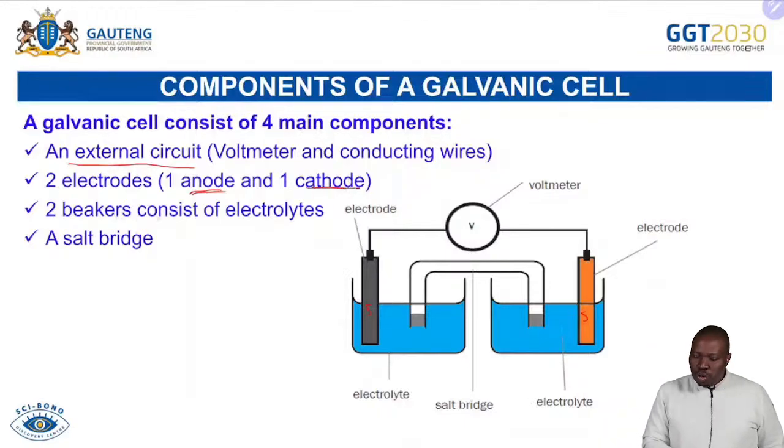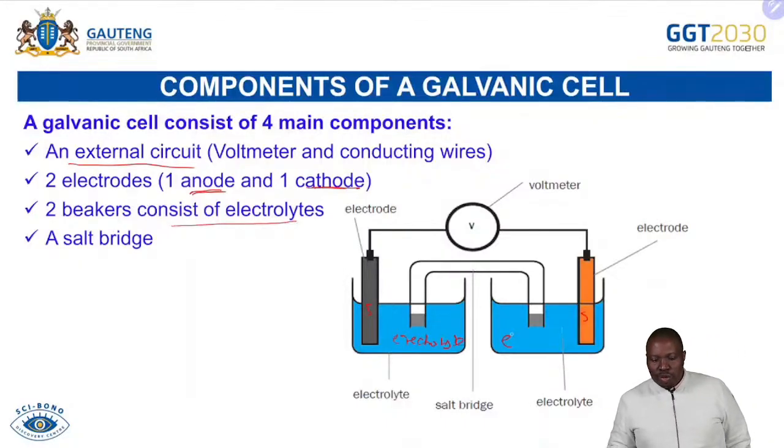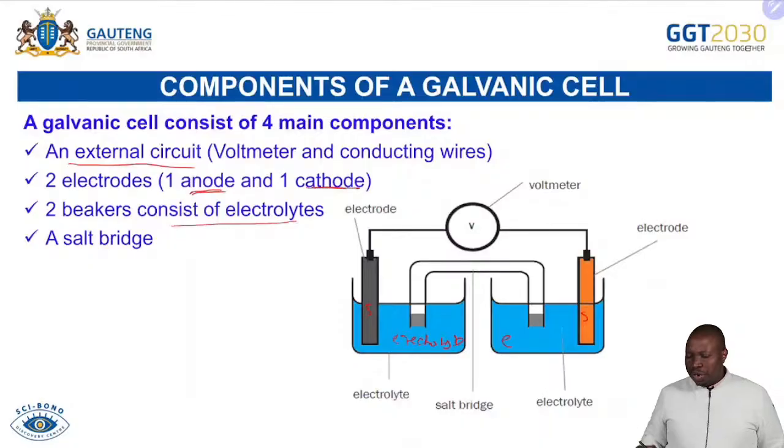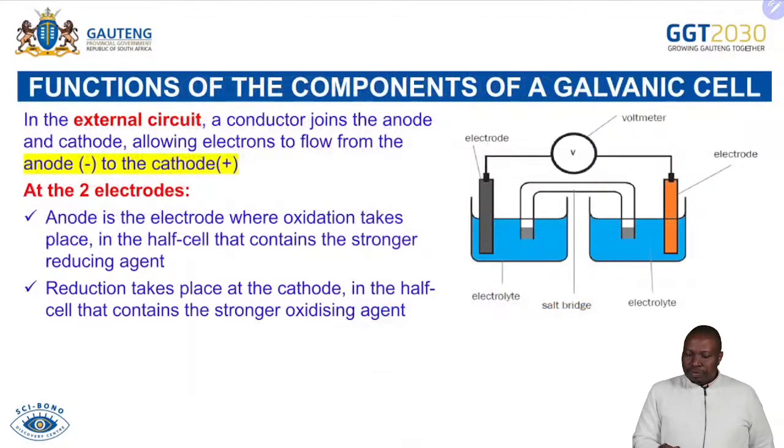We also have two beakers containing electrolytes. The blue you see there is your electrolyte, which is a substance that has been dissolved in water to give a solution that conducts electricity. So this is the solution that conducts electricity, which is our electrolyte. And we have a salt bridge, which is your internal circuit. So you are able to see what a galvanic cell looks like. And in the external circuit, a conductor joins the anode and the cathode. You can see that is our conductor that joins them.